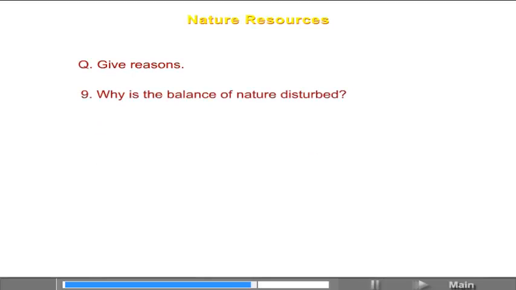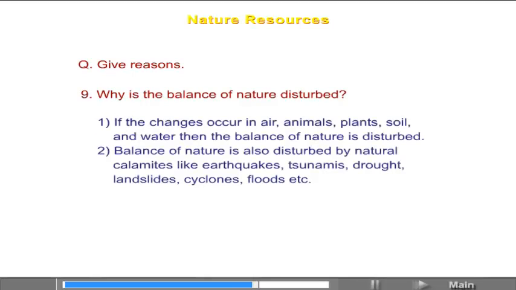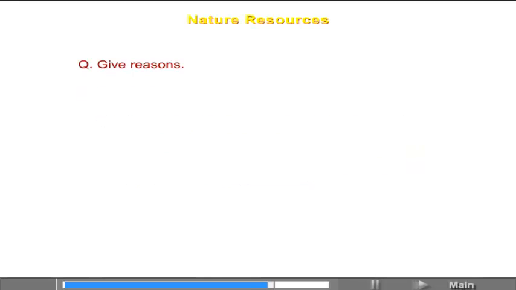Why is the balance of nature disturbed? If changes occur in air, animals, plants, soil and water, then the balance of nature is disturbed. The balance of nature is also disturbed by natural calamities like earthquakes, tsunamis, drought, landslides, cyclones, floods, etc.